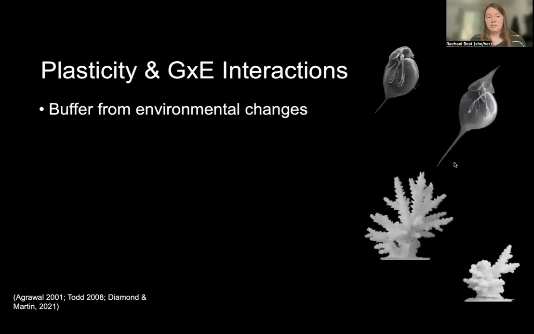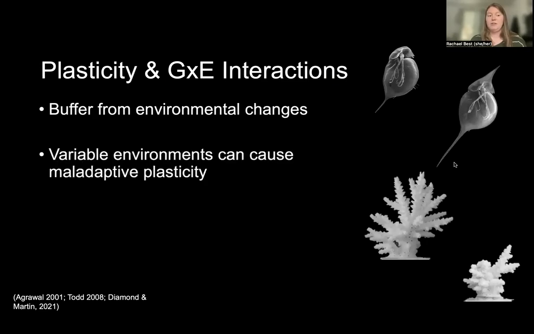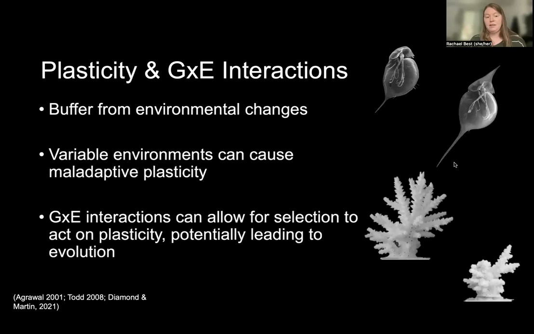And so phenotypic plasticity has the ability to buffer populations from temporal environmental variation, as well as help buy time in the event of environmental change. However, under variable, unpredictable environments, it can cause maladaptive plasticity. And G by E interactions can allow for selection to act on plasticity, which can potentially lead to the evolution of plasticity as a trait.